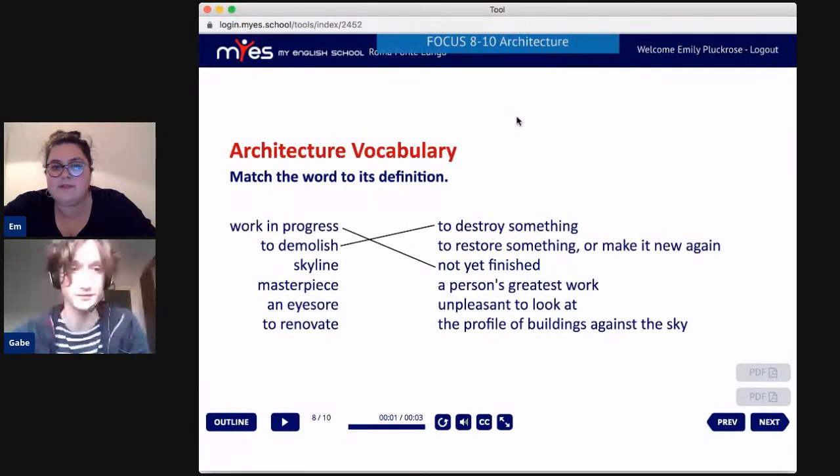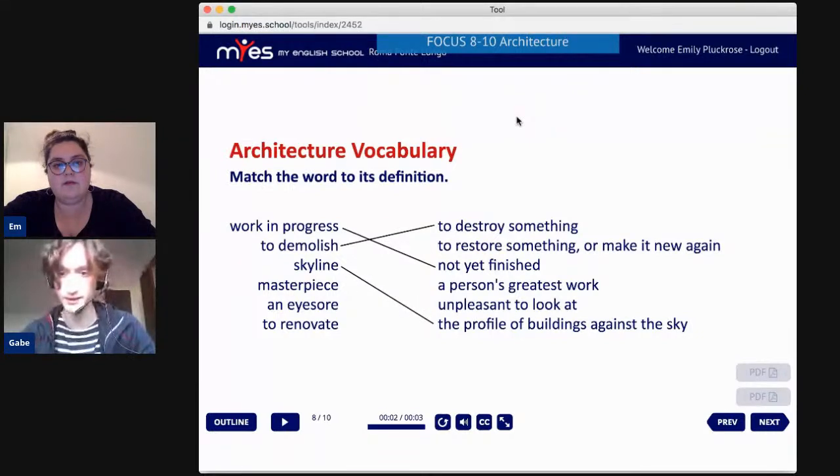So we've got the answers for skyline. That's great. Profile of buildings against the sky. So it's a silhouette. Masterpiece.